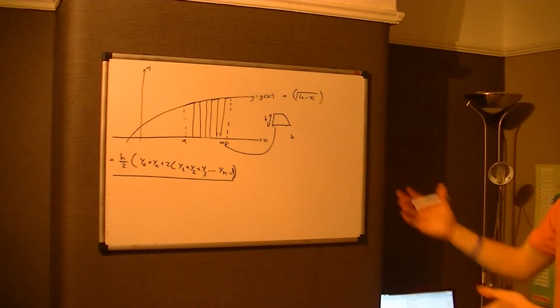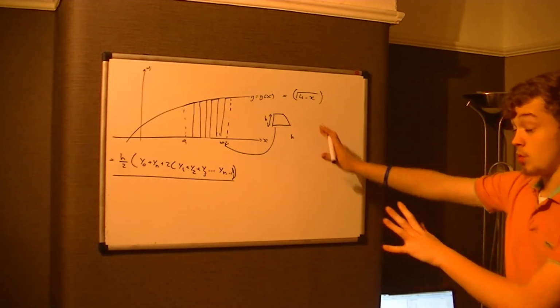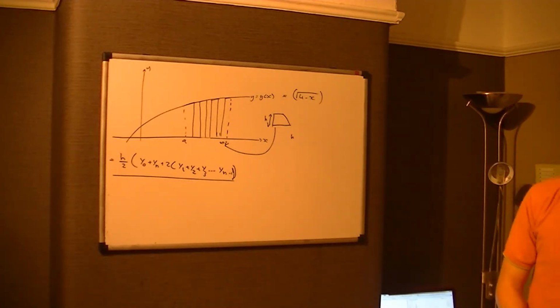So that's what you do. As I said, that is really C2 trapezium rule. Nothing new there at all, apart from the graphs, which might look a bit different.